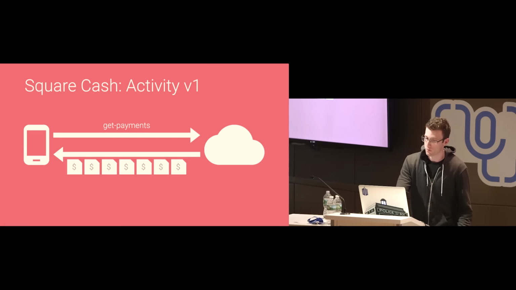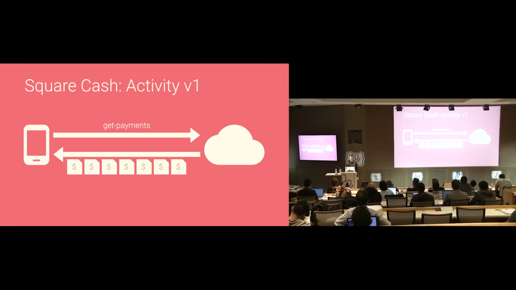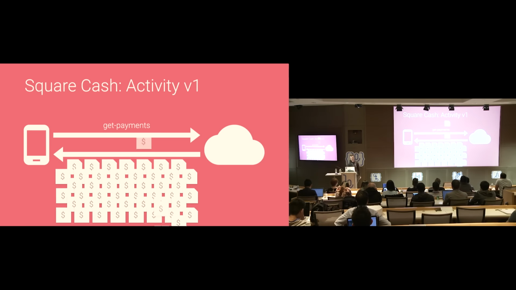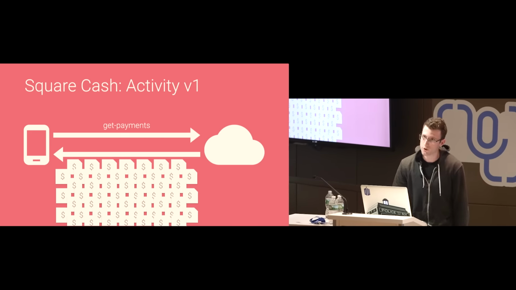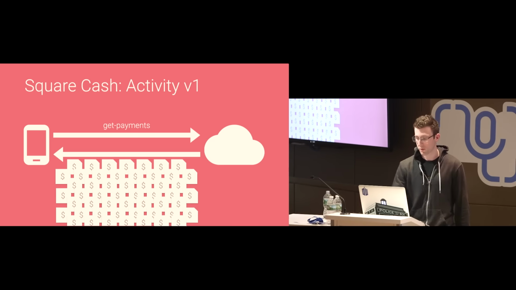The reason this is inefficient is that 3 months from now or a year from now, this is what your response looks like. You've accumulated a lot more payments. So this is a lot of bandwidth to be occupying every time you want to get payments, which we do quite frequently. And it's also a high load on the server to have to continuously pull these payments from the database and ship them over to you.